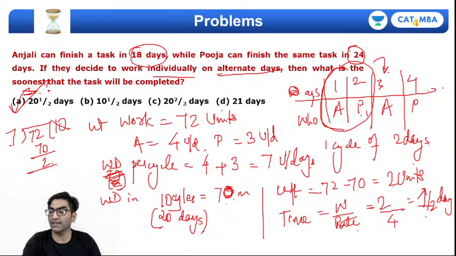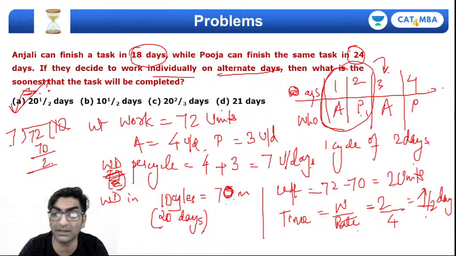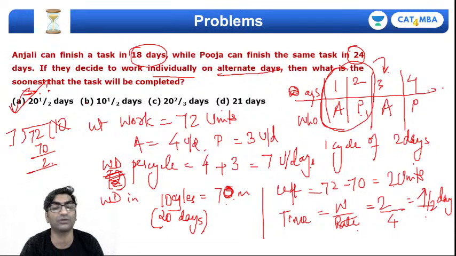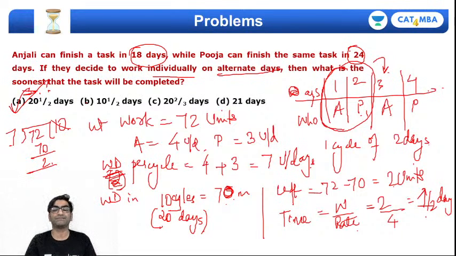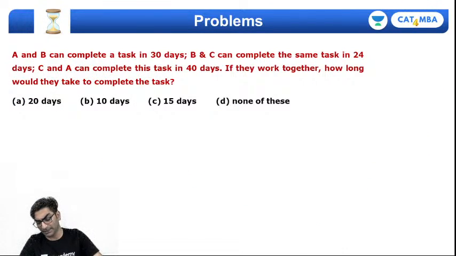I hope this is making sense to you. And why did I start with Anjali on day 1? Because I want to finish early, right? So obviously you'll put the more efficient worker at the start. है ना? ये करके बताइए आप जरा.